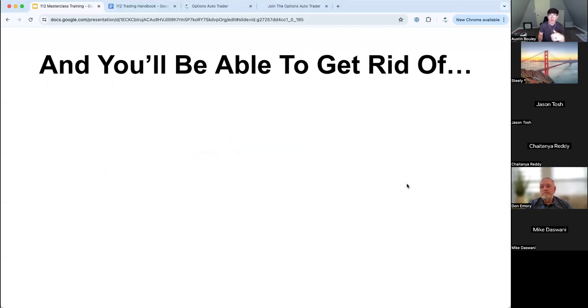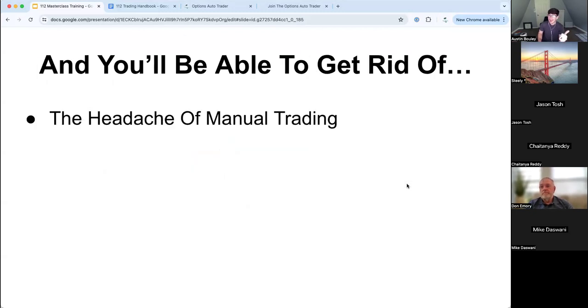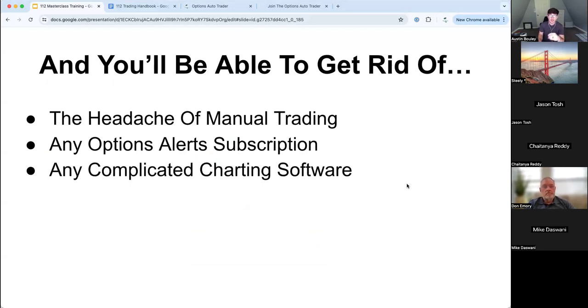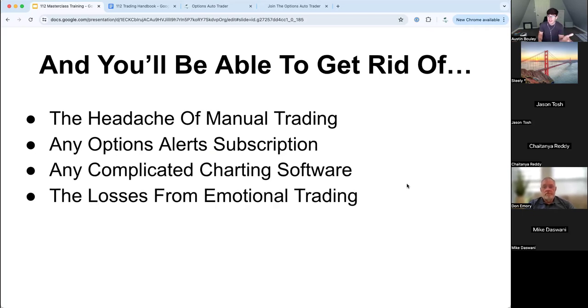You'll also be able to automate selling puts, 1-1-2s, iron condors, credit spreads, and any other options selling strategy. You'll be able to get rid of the headache of manual trading, the amount of time it takes and the stress it causes. You can get rid of any options alert subscriptions because the system will do it for you. You can get rid of any charting software because you no longer have to look at charts unless you want to.